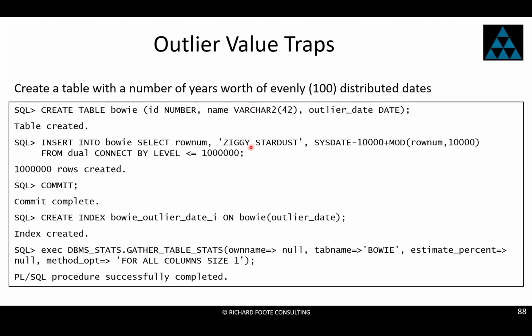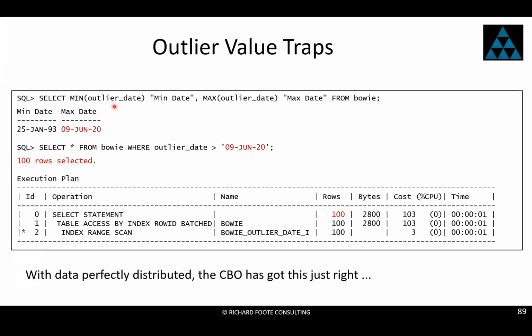Now, a very common issue is around outliers. So what I'm going to do here is I'm going to create a table and I'm going to insert 10,000 days worth of data. And I've got 100,000 rows. All right, so I've got 10,000 days worth of data, each with 100 rows. My maximum date when I ran this was the 9th of June 20. All right, so when I say get me anything that's greater than the 9th of June 20, remembering that a date has a timestamp, which means anything past midnight gets included, here are my 100 rows. And it's perfect. There are 100 rows for that day.